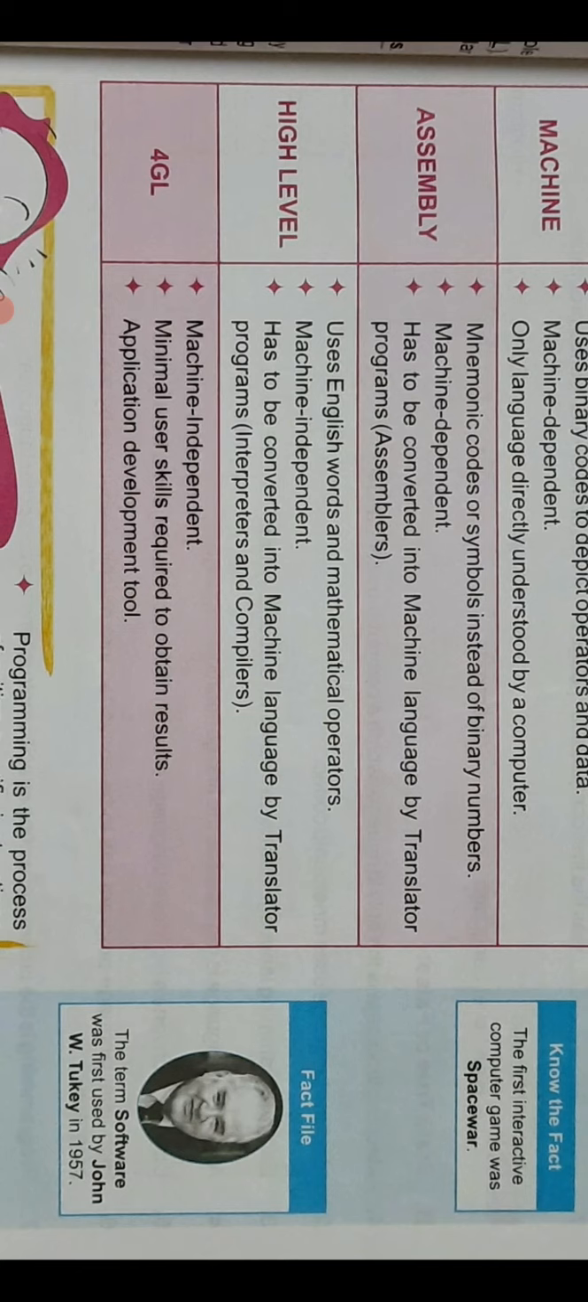Next, the next feature is machine independent. So, C, C++, or Java, these are high level languages, and they do not depend on the machine; they are machine independent.